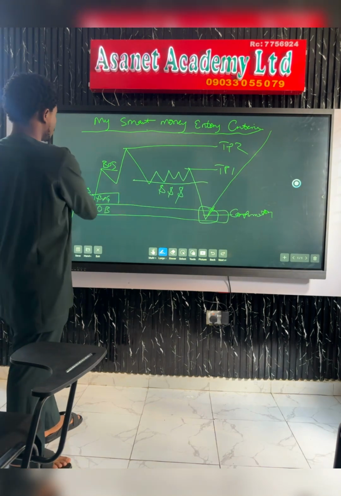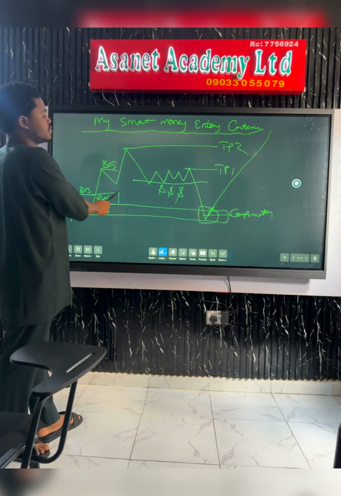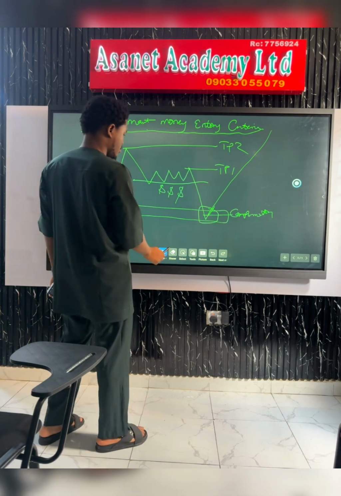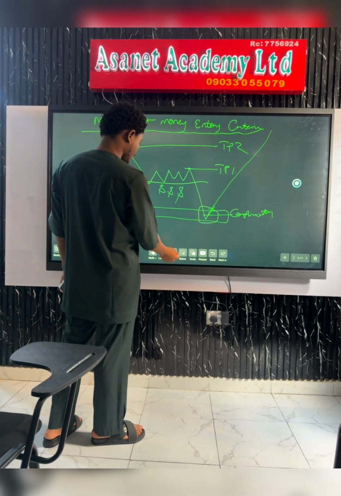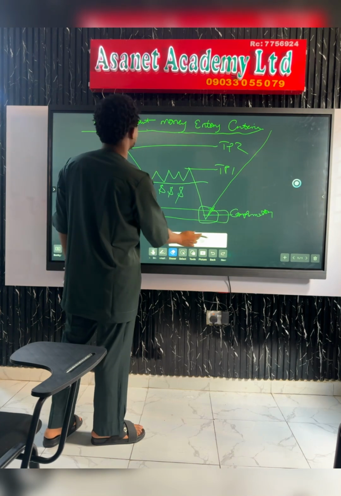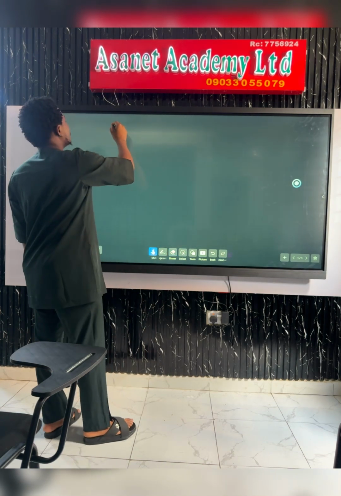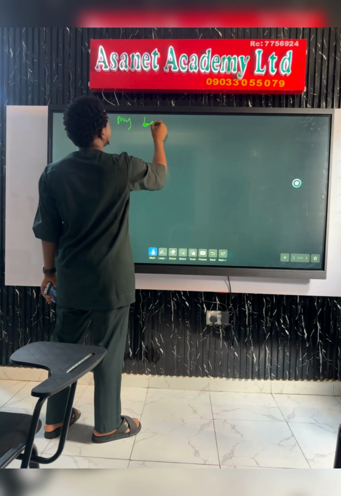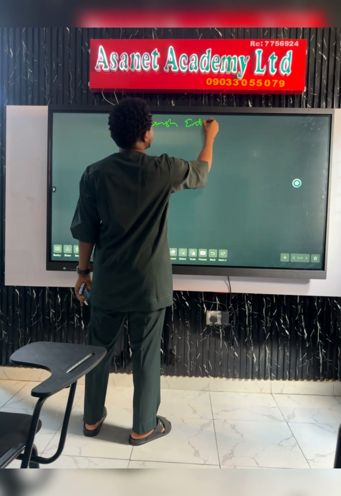Since I need to see structure, liquidity, order block, and FVG, once I see this setup, I'm taking it. That's my model. So I will still draw the bearish scenario of it. Okay, let me use my bearish entry model.